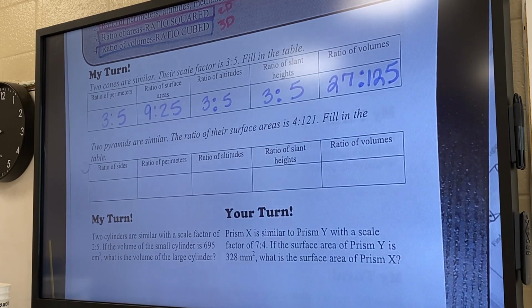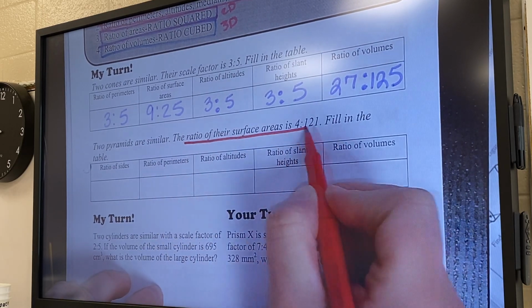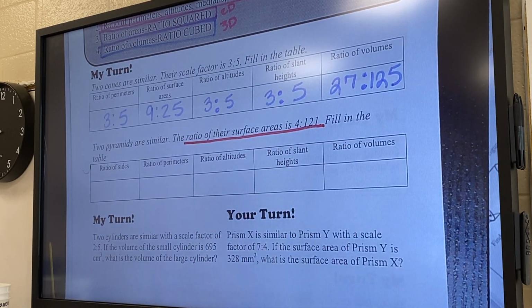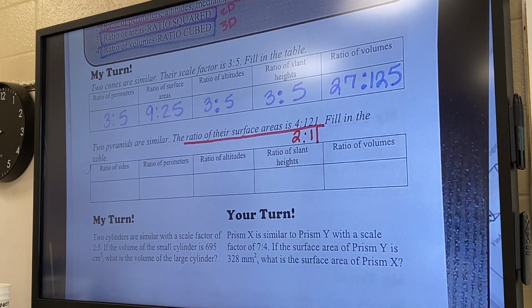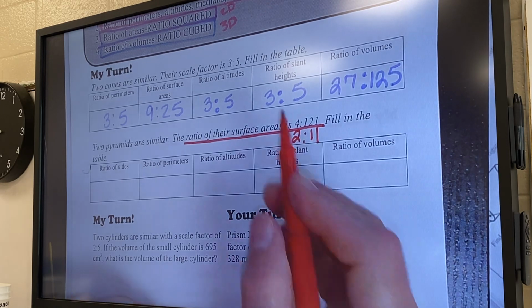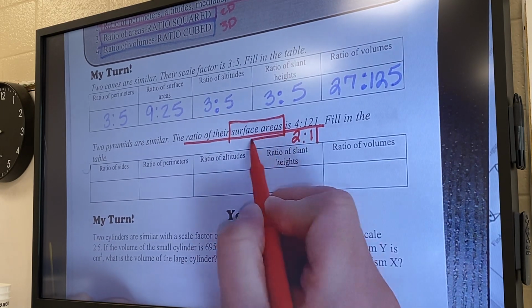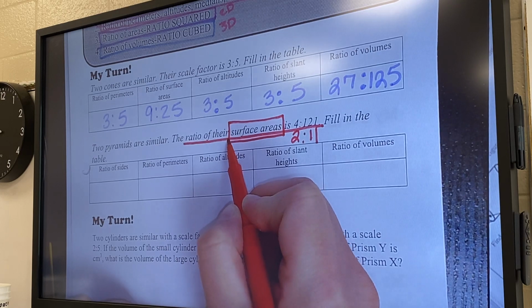All right, so what would the ratio of the sides be? Side 4 to. Oh, hold up a minute. What does it say? What kind of ratio did they give us? Surface area. So what is that? Units what? Squared. Can I reduce it in any way? 2 to 11. How did you get that? Unsquared. You unsquare it by taking the square root. And you can only do that because that's the ratio of the surface areas.